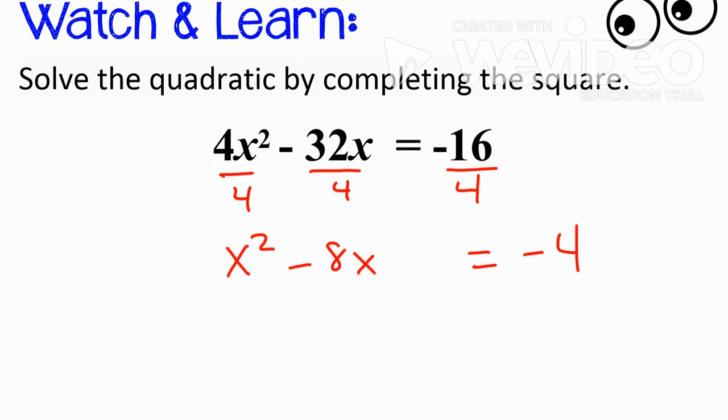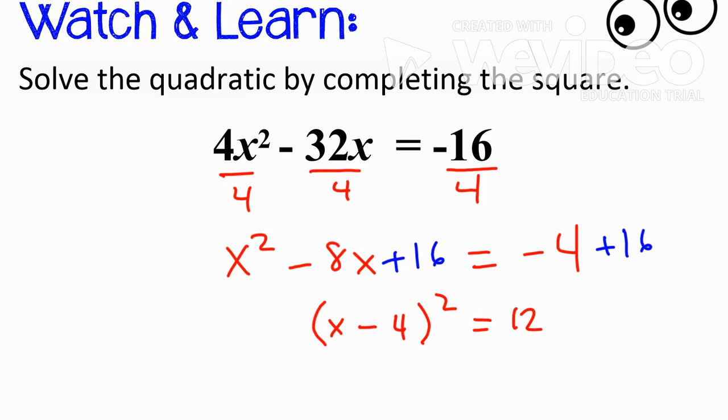Alright, let's complete the square. Take half of b and square it. Don't forget to add it to both sides. Write your left-hand side as a perfect square factor. Square root the first, square root the last, steal the sign from the middle. -4 plus 16 is 12.